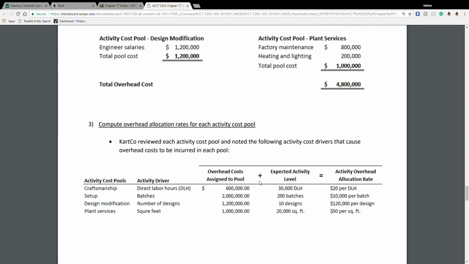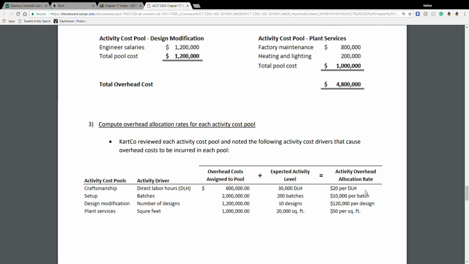So we take our cost from step 2 that we've already figured out, and we're going to divide by the expected activity level. These levels are already measured and they're going to be given to us. So don't worry about actually trying to compute these. They're given to you. And in the real world, we would actually have to figure this out. Okay? A lot of these expected levels are just history based. So again, we have the 30,000 direct labor hours right there. We have 200 batches, 10 designs, and 20,000 square feet.